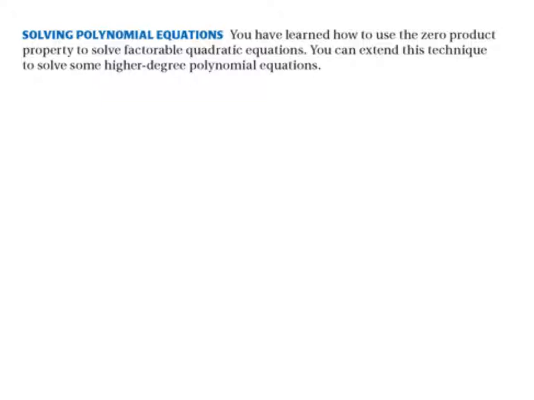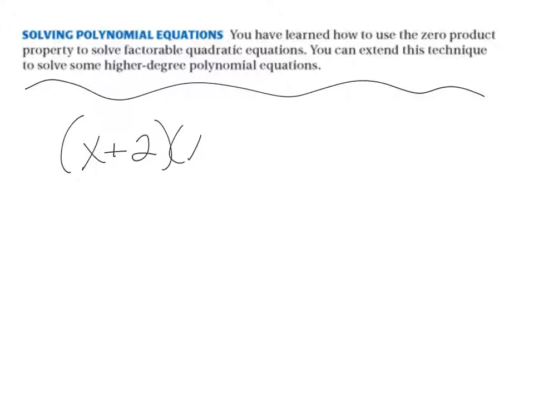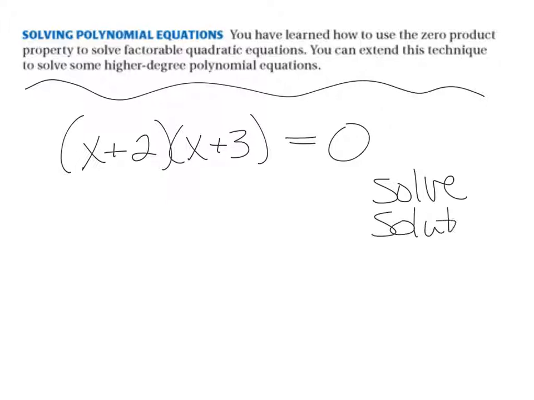Okay, a little reminder: solving polynomial equations. You've learned how to use the zero product property to solve factorable quadratic equations. You can extend this technique to solve some higher degree polynomial equations. We would have equations like this, which I would say: solve, find the solutions, find the zeros.